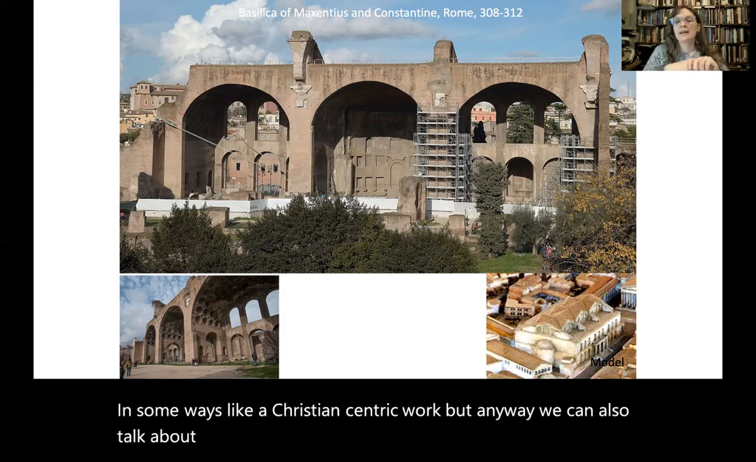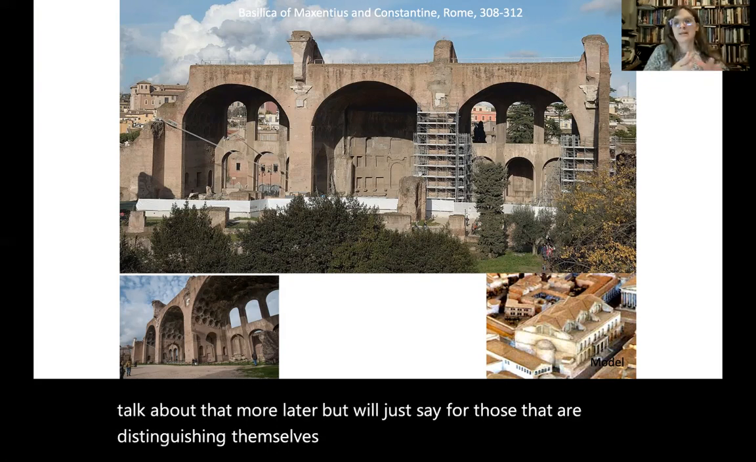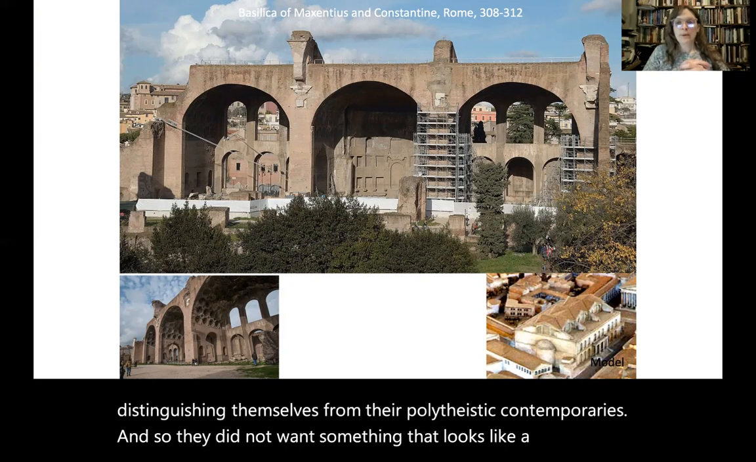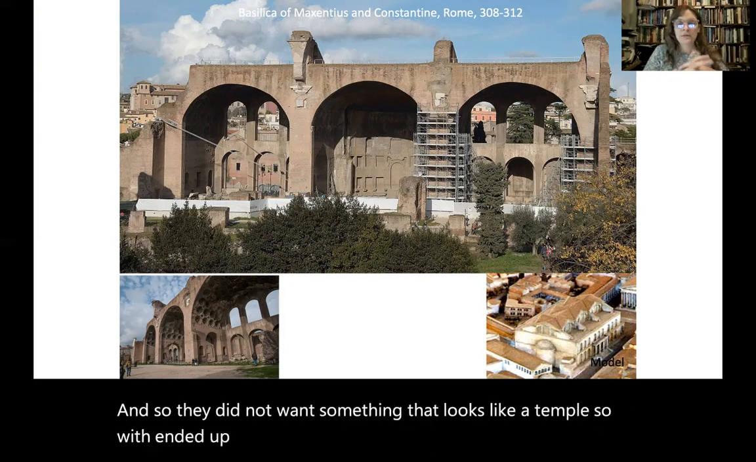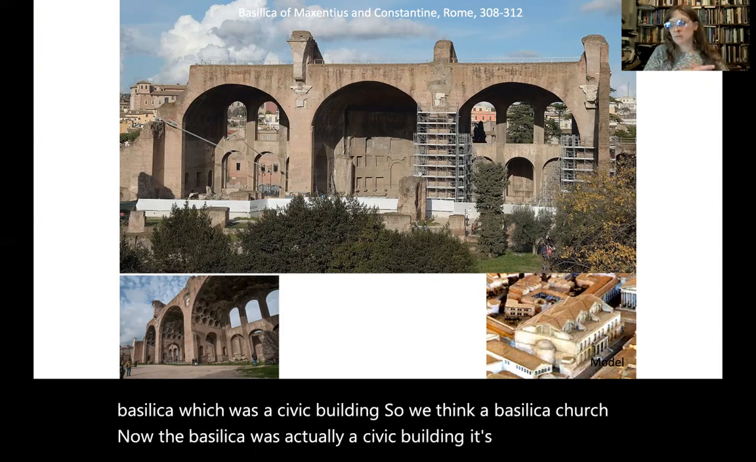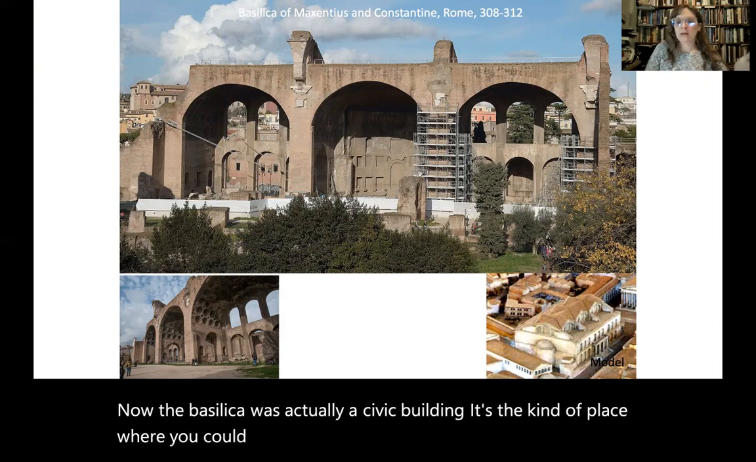But we'll just say they're distinguishing themselves from their polytheistic contemporaries. And so they did not want something that looked like a temple. So what they ended up landing on or deciding to use was the Roman basilica, which was a civic building. So we think of a basilica as a church now. The basilica is actually a civic building. It's the kind of place where you could go hire a notary public or a lawyer or something like that.